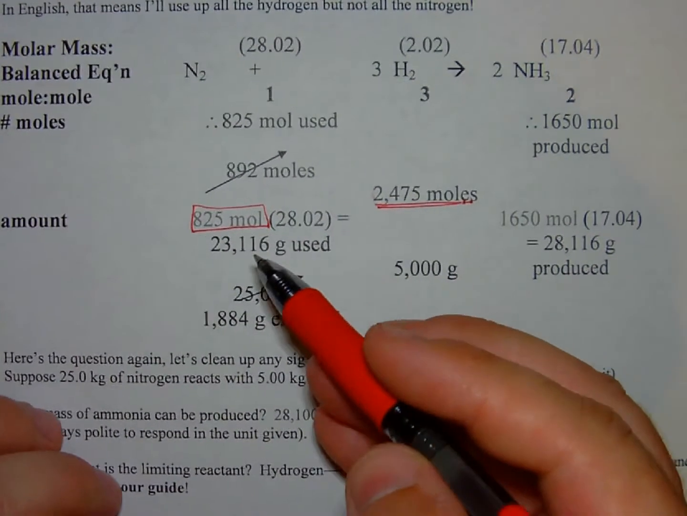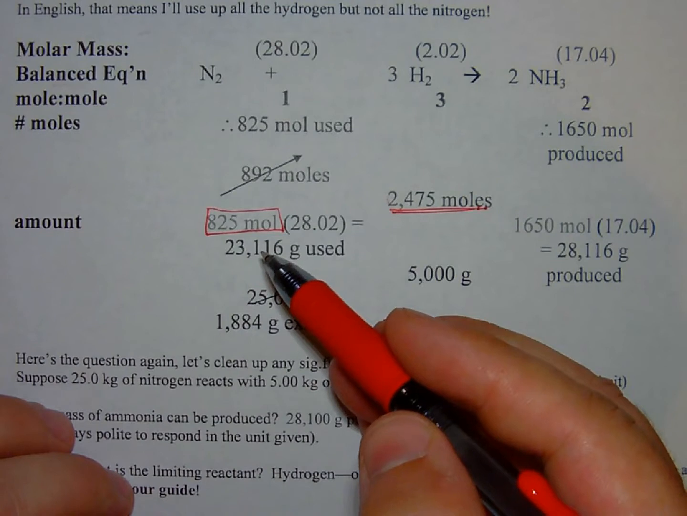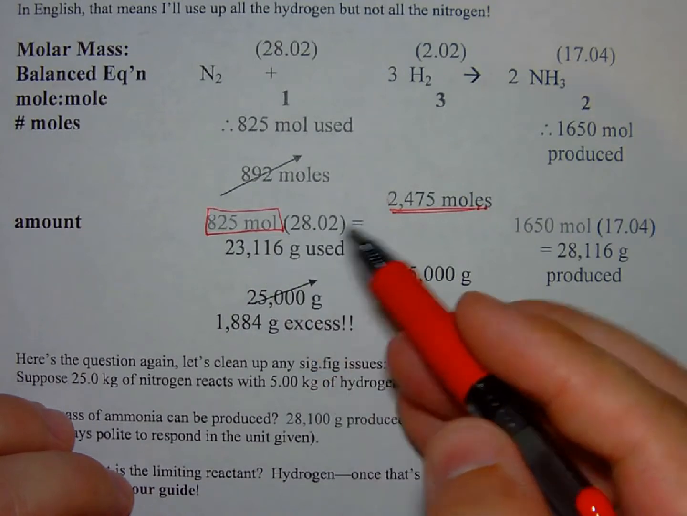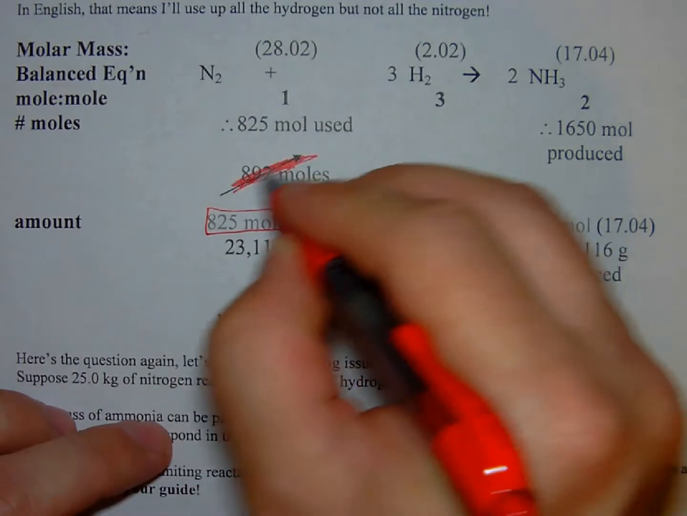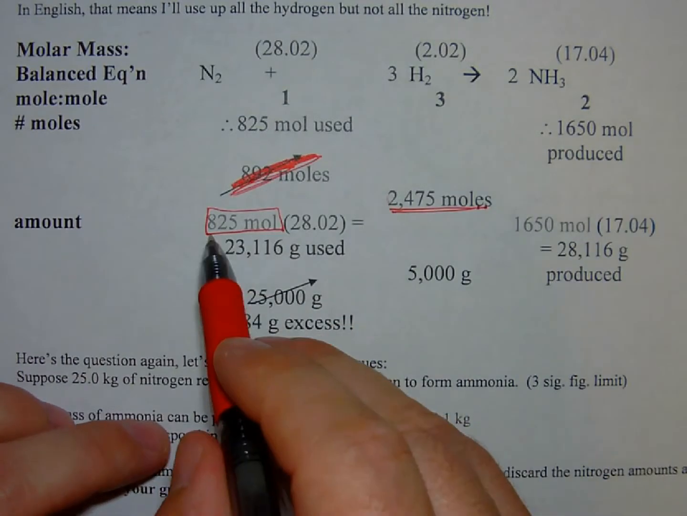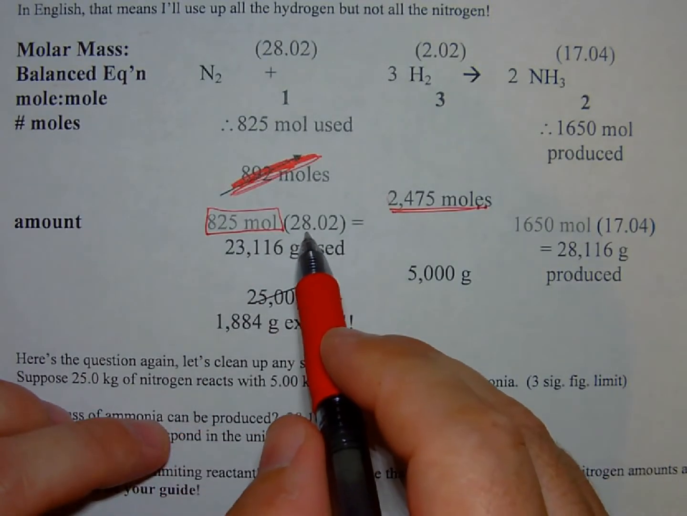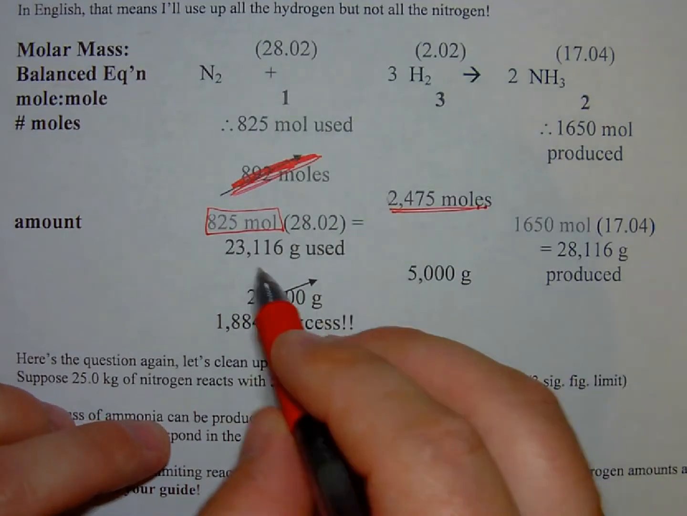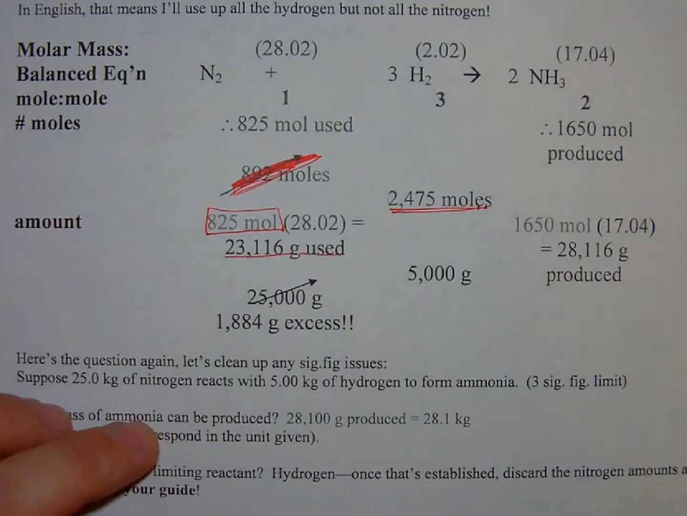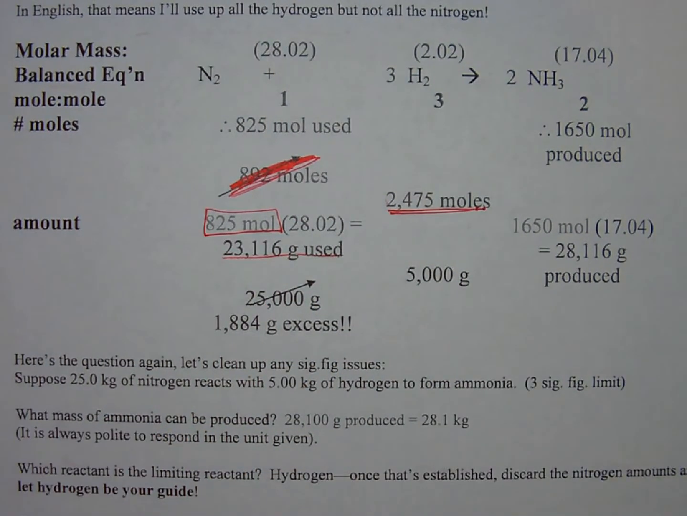So if I want to figure out what the mass that is going to be used here, I'm simply going to multiply the 825, so I'm not using the 892, multiplying it by the molar mass of nitrogen, right, from up there. And I figure out that I am actually going to use 23,116 grams of nitrogen. Fair enough?